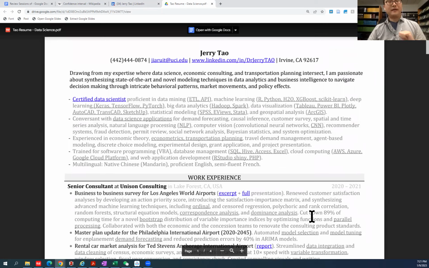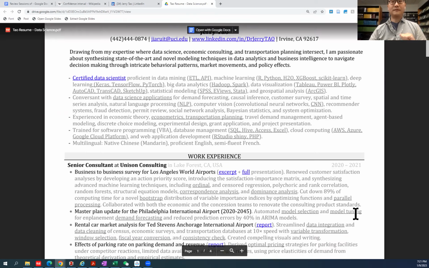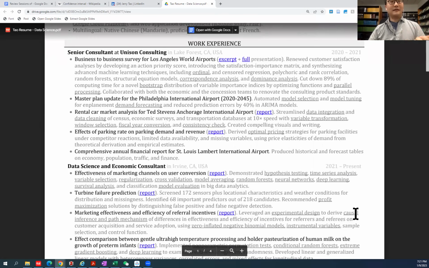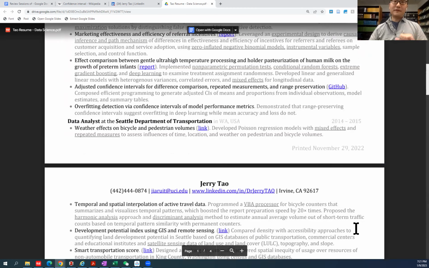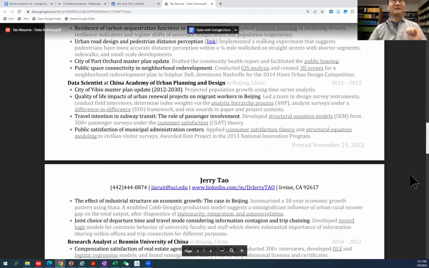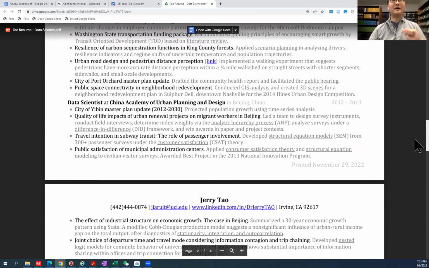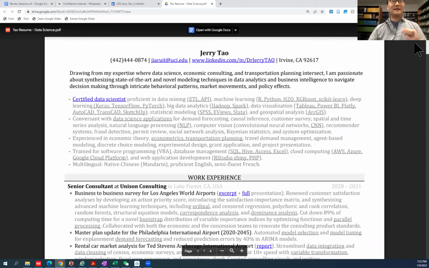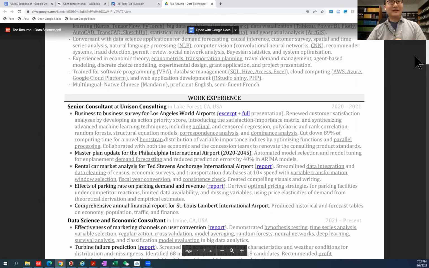So I'm currently a PhD student. My major is transportation science. I had an urban planning background. I have worked as a senior consultant at an airport analytics firm, and currently I'm also working as a freelancer for data science and economic consulting. Before then, I was a data analyst at the Seattle DOT. I also worked as a data analyst in other agencies. But let's see what projects would be relevant here.